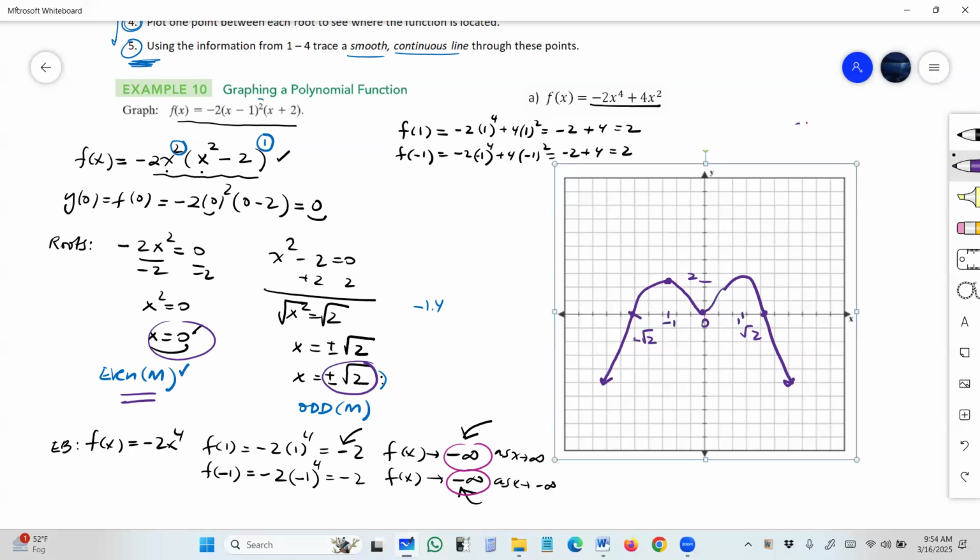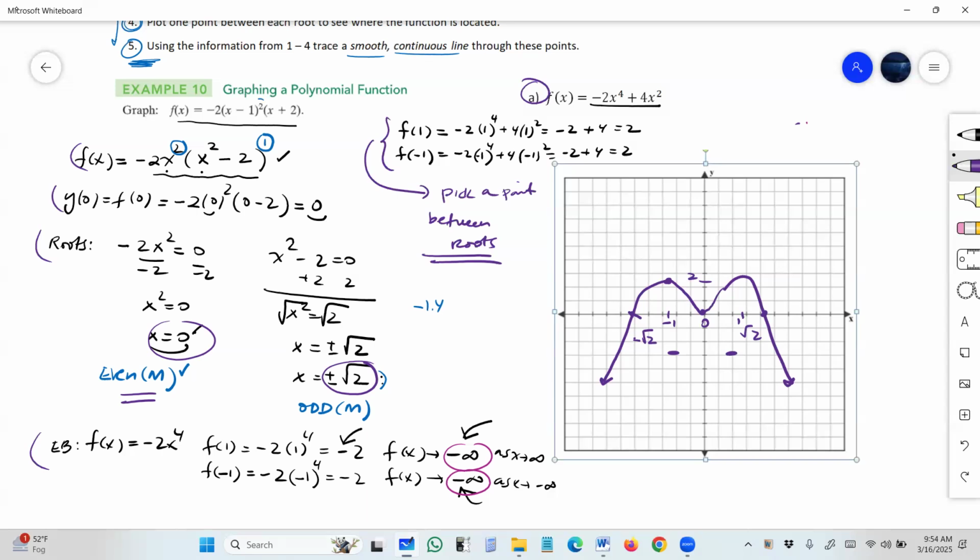In this particular case, we needed to factor the polynomial. We did find the y-intercept, find the roots and their multiplicities, find the end behavior, and it's very important in this case that we pick a point, in this case 2 points, between the roots. We need that to know where the function is. Otherwise, you could have graphed the function this way right here, and it would be incorrect.